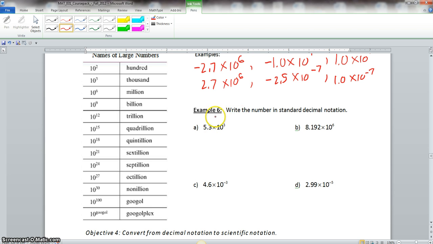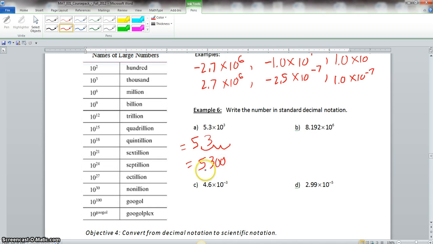Okay, now we look here, example 6. It says write the number in standard decimal notation. Now, when they say standard decimal notation, they want us to write this number how we regularly see numbers. So we have 10 to the third power, which we know is 1,000. So that means that we move this decimal 3 places to the right. So we have 5.3, and we'll move that decimal 3 places to the right. So that would end up being 5,300.